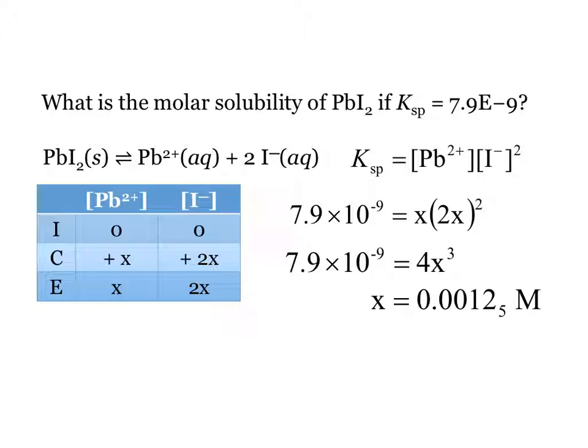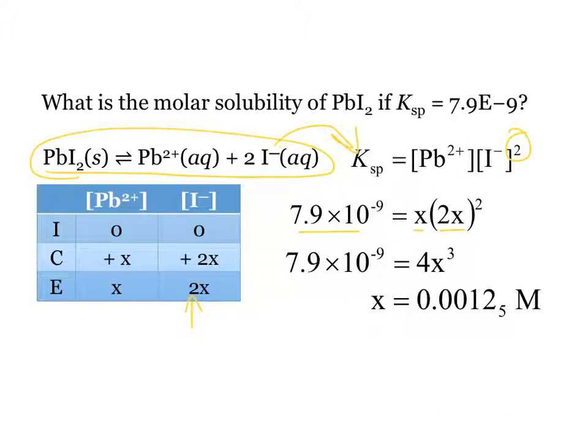Recall that the law of mass action allows us to say that lead 2 iodide solid dissolves reversibly to yield 1 mole of lead 2 ions and 2 moles of iodide ions. So this equation can be rewritten as KSP equals the molar concentration of lead 2 ions times the square of the molar concentration of iodide ions. It may seem counterintuitive, but we do have to account for the dissociation stoichiometry in both the ICE table and in the KSP expression. We plug in our value for KSP, X, and 2X quantity squared.